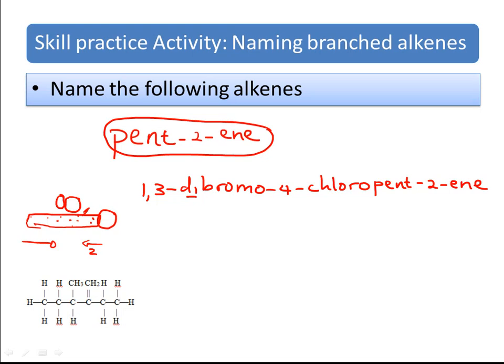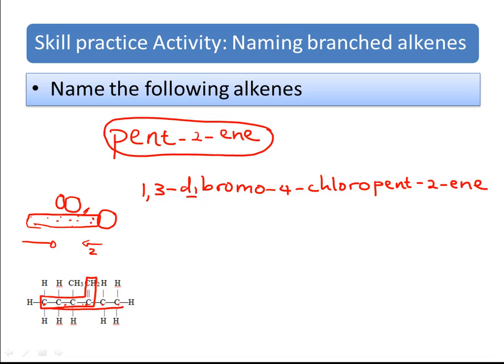The next one is another alkene again, which seems to have 1, 2, 3, 4, 5, 6. 1, 2, 3, 4, 5 going this way. Our longest chain must contain the double bond. Okay, we've got a long chain that goes this way. It has got 6 carbon atoms, but remember we said the longest chain must be the one that contains the double bond. So instead our longest chain is going to be this one here, going this way, because that's where we have the double bond. That's the rule. And we number our carbon atoms to give the double bond the lowest locant number.